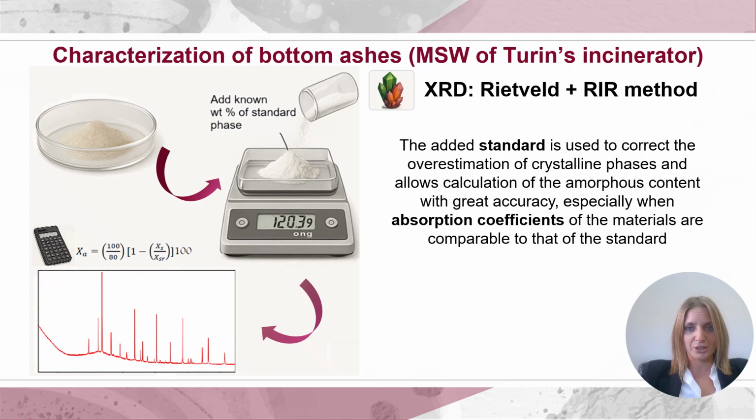With this correction, we can finally quantify the amorphous content with great accuracy, turning what would otherwise be just a broad bump in the diffractogram into robust numerical information. And actually, this approach is not limited to bottom ashes. It is widely applied in cement, ceramics, glass ceramics, and even pharmaceuticals, where the amorphous fraction controls much of their activity and stability.